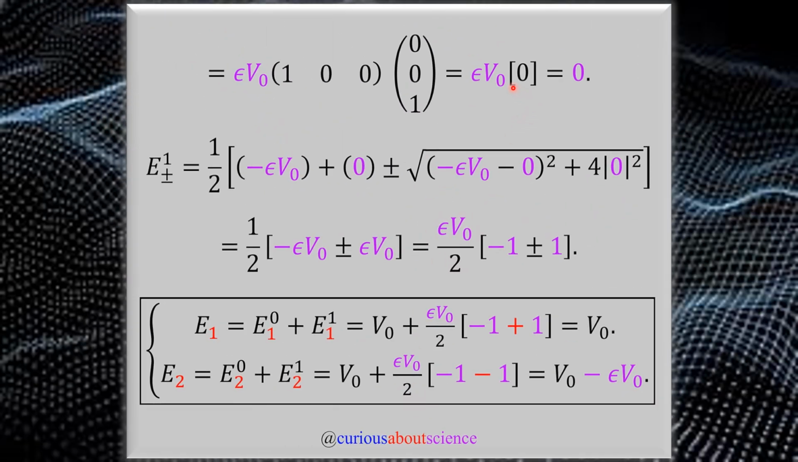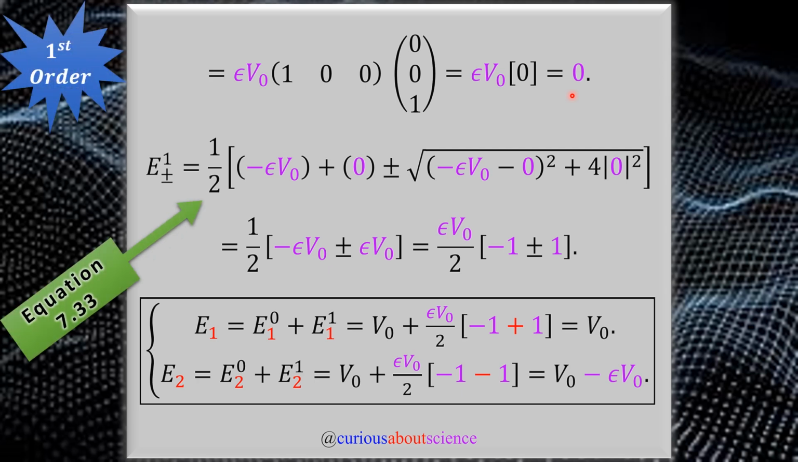All right, so here we get a 0, 0, 1 after that first multiplication. Row to column, we see that 1 times 0, 0 times 0, 0 times 1. They all add up to 0 here, so we get another 0 correction. And this is where we can use the first order energy corrections for the degenerate theory, which is given by equation 7.33.